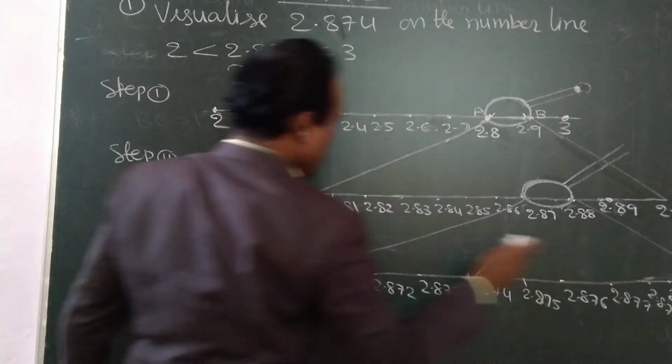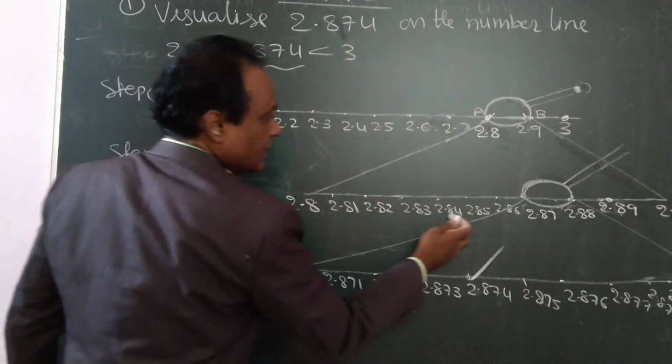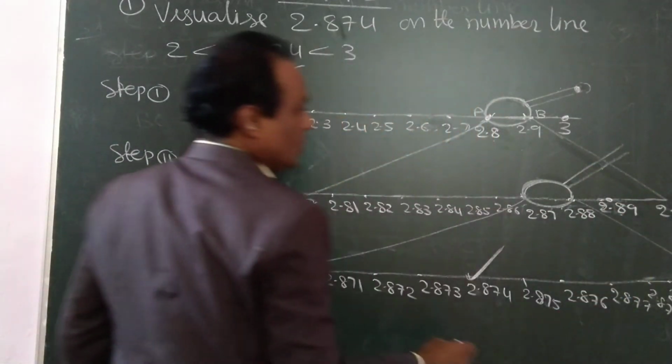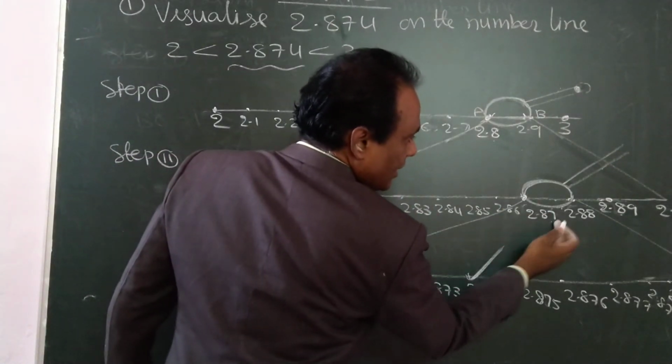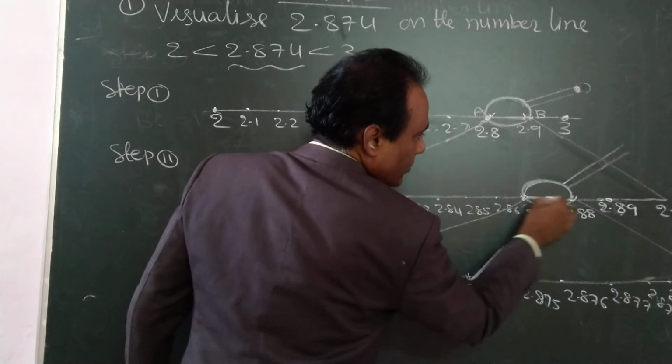Here 2.9. 2.81, 82, 83, 84 up to 89, 90. So our number is 2.87. Here 87 is here and 88 here. Our number will be in this range.